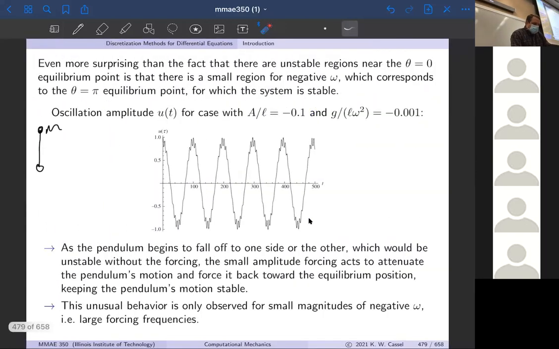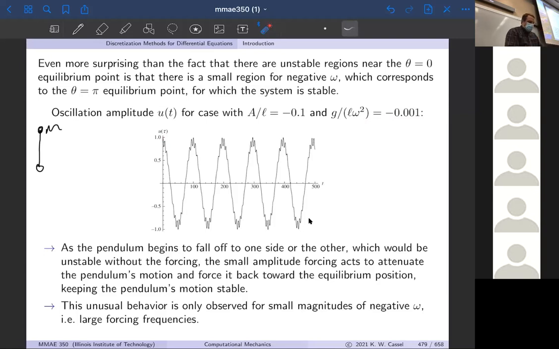So there is a value for a given A over L. There is a value of omega. It's large, which makes G over L omega squared small. That does stabilize it. Here's the plot. This is a numerical solution. This is a real solution of the system. And what's happening is, as the pendulum starts to fall over to one side or the other, if the frequency is just right, again, vertical, not horizontal, if the vertical frequency is just right, I can bring it back. It is a very narrow range of parameters where this will work.